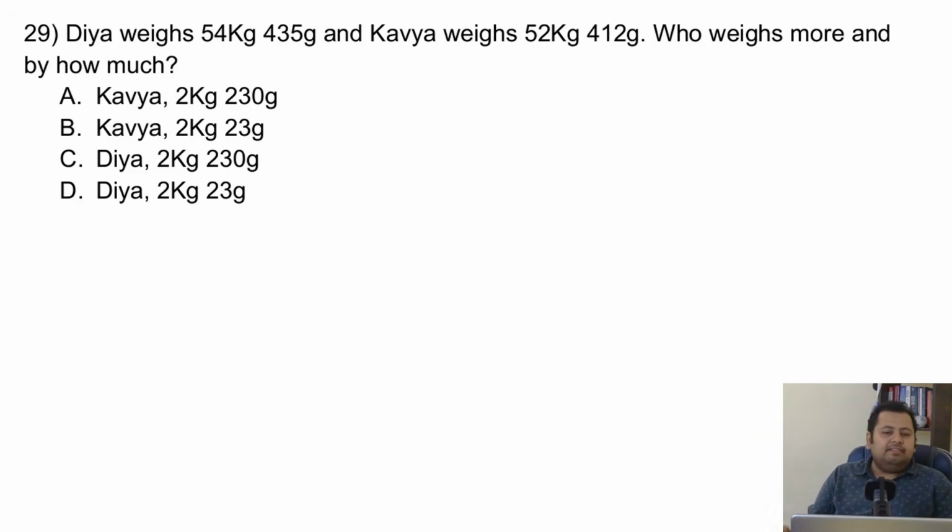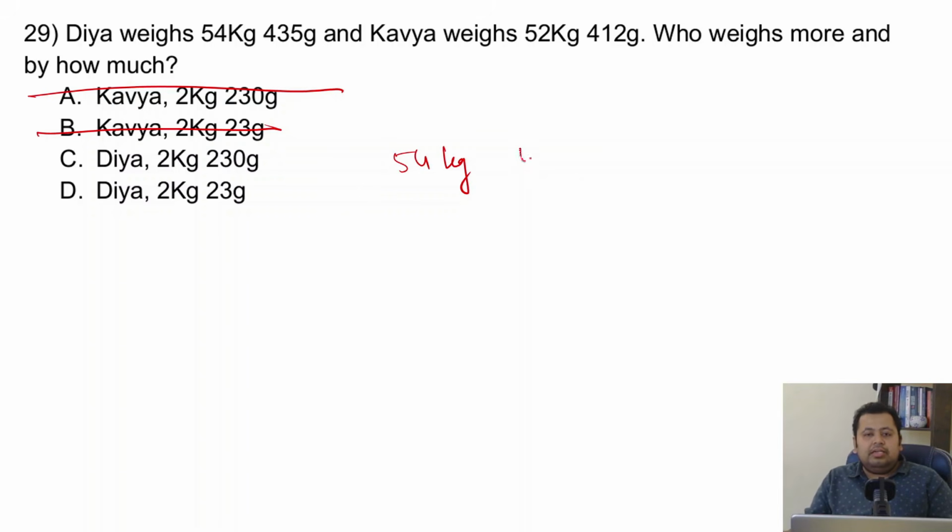Great. I think again an easy one, a subtraction question. Now, Dia weighs 54 kg and some grams, and Kavya weighs 52 kg. Which number is bigger? 54 kg is bigger. So Dia weighs higher. So now we know that option B and option A cannot be the answer, because the first part of the question is who weighs more. Now, Dia weighs more is something that we know. Now what we need to find out is we have to do a subtraction.